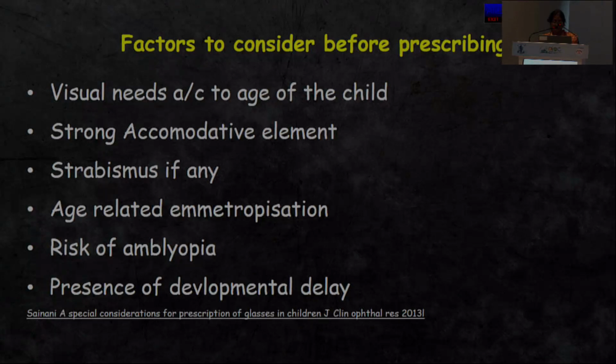Another thing is age-related emmetropization. We would learn about it a little later. Then the risk of amblyopia, because whatever prescription you give to a kid, you have to make sure you are mitigating the risk of amblyopia. We should also take a systemic history of the child, whether he has Down syndrome or some developmental delay, because such kids will have accommodative lag. Accordingly, we need to prescribe.